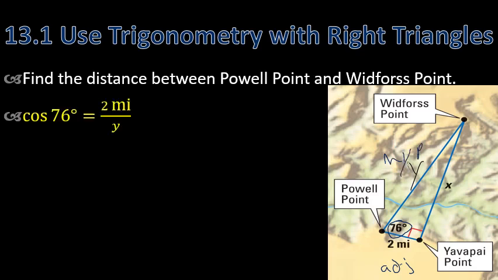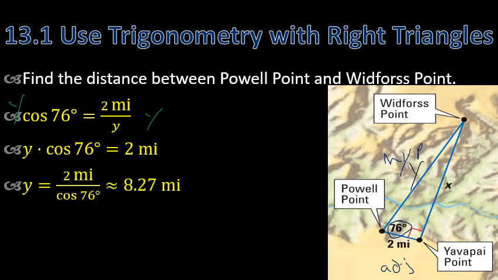So adjacent and hypotenuse would be cosine. So I can say cosine of the angle is the adjacent over the hypotenuse, or 2 miles over y. Multiply both sides by y to get it out of the denominator, and then divide both sides by cosine of 76. You get 8.27 miles.